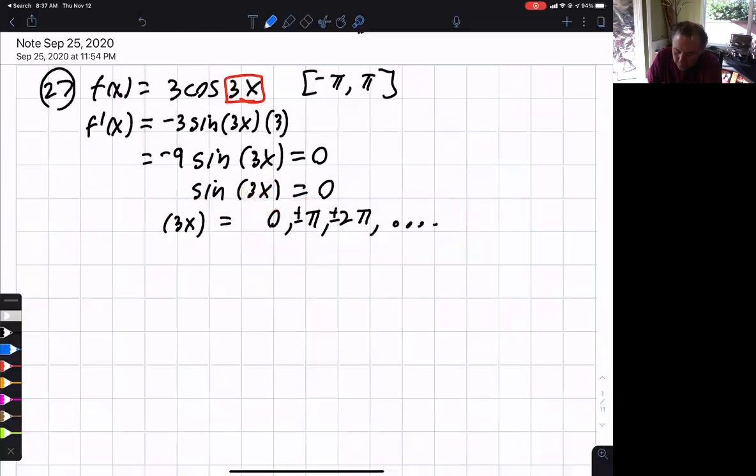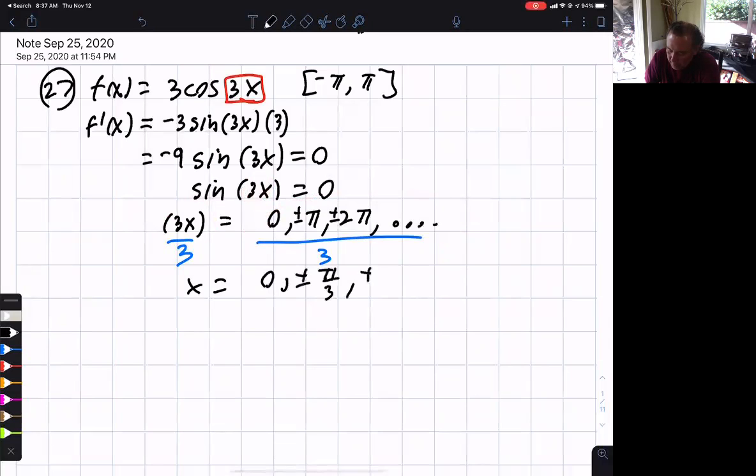So to solve for x, we divide both sides by 3. And we get x equals 0, plus or minus pi over 3, plus or minus 2 pi over 3, plus or minus 3 pi over 3. And we stop there because I'll show you why in a second.